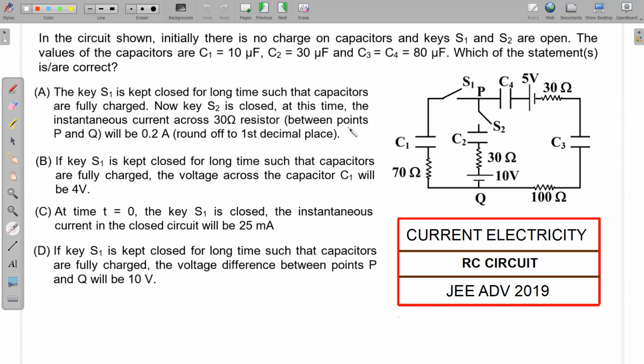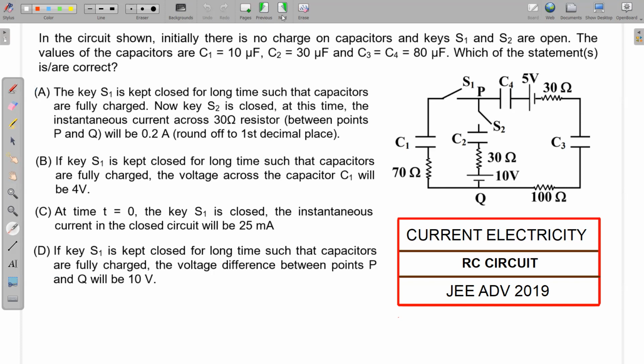Then in option A, it is said that if the switch S1 was closed for a long time and the circuit was in steady state, then at t equal to 0, you close the switch S2, right? So S1 was already closed and the circuit was in steady state. Then at t equal to 0, you close the switch S2. So just after closing the switch S2, what will be the instantaneous current through this 30 ohm resistor? Okay, so first we'll solve the options B, C, and D, and then we'll go to option A.